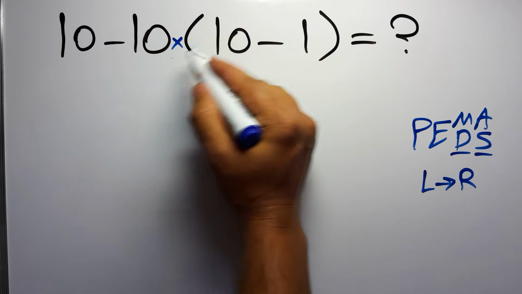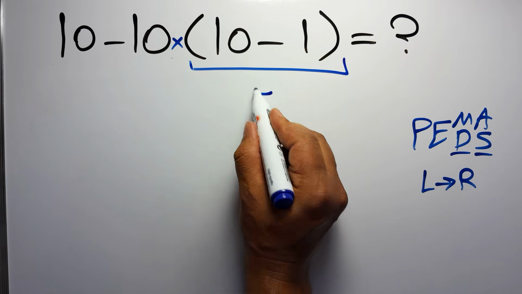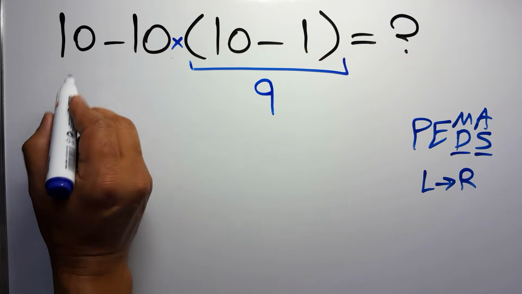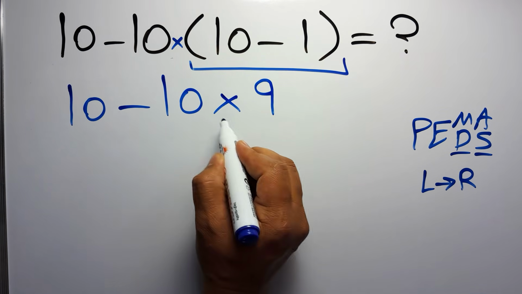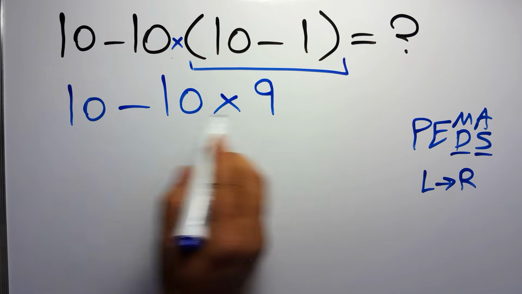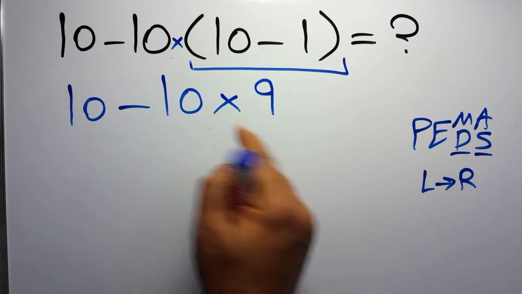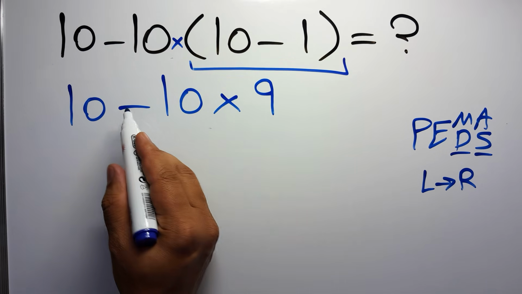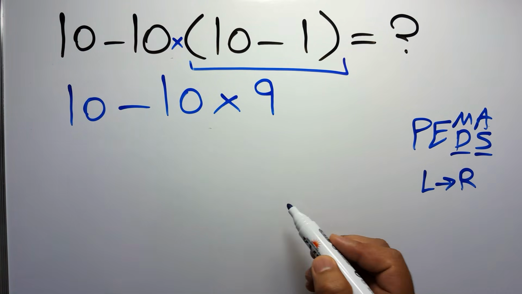So first we have to do this parentheses. Inside this parentheses we have 10 minus 1, which equals 9. So we have 10 minus 10, then times 9. Now in this expression we have one subtraction and one multiplication. According to PEMDAS, multiplication has higher priority than subtraction because multiplication comes before subtraction.